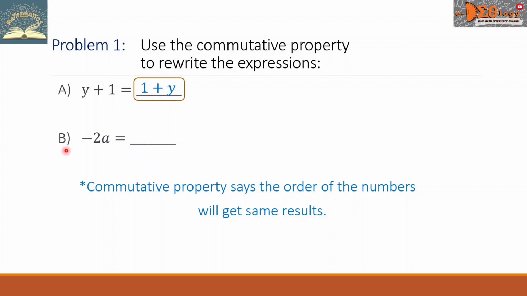For expression B, negative 2a. So this is multiplication. The first number is negative 2. The second number is represented by a. So using commutative property, we will write a comes first, times the negative 2.